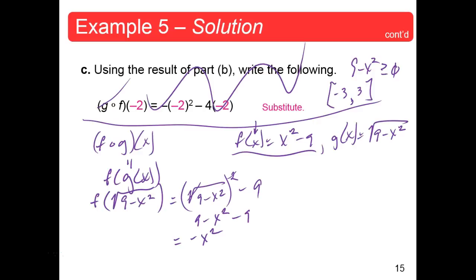So your answer, the range, is going to be between -9 and 0. Okay. They didn't ask for that part. Okay. So your domain is still -3 to 3.